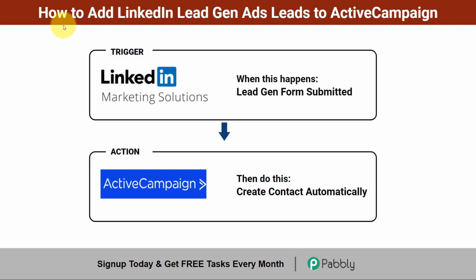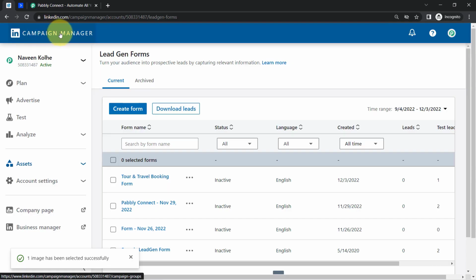In this video, we will learn how to add LinkedIn lead generation ads leads to ActiveCampaign automatically. Assume that I'm running LinkedIn lead generation ads and collecting the leads via a LinkedIn lead generation form, and whenever the form is submitted, I want it to automatically create a contact in ActiveCampaign email marketing software. For that, I'm going to set up an automation between these two applications. So if you also want to learn this process, come with me and I'll show you step by step.